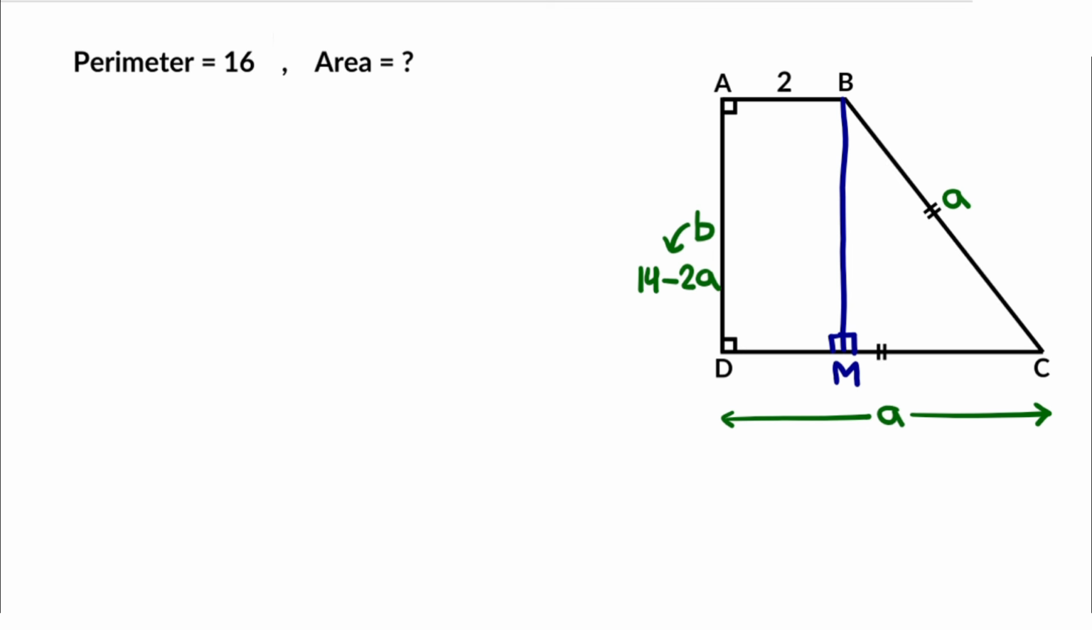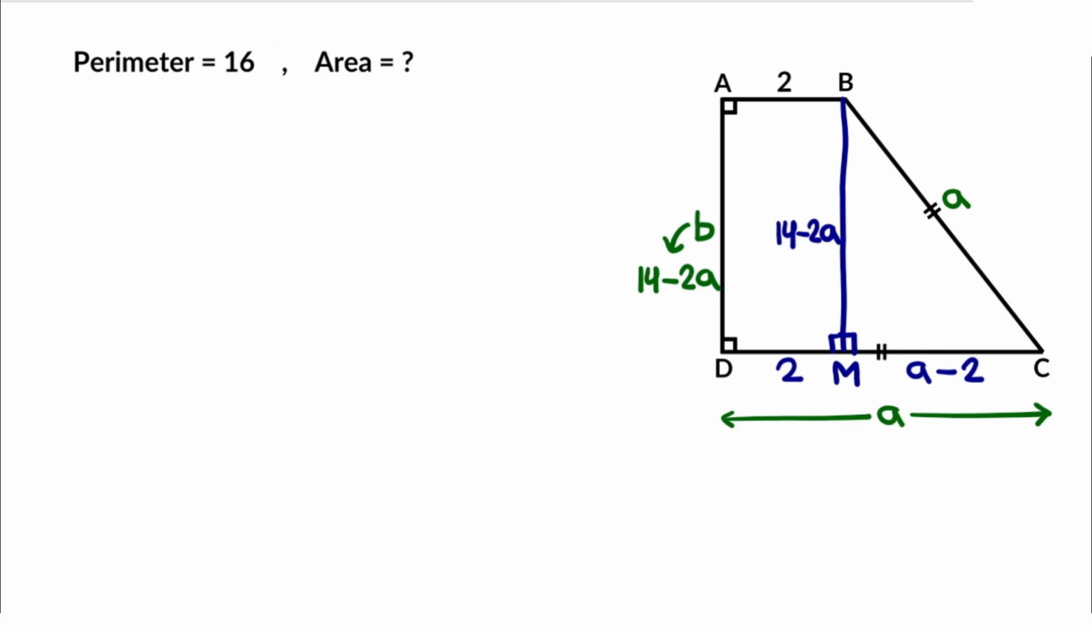Exactly. Since the rectangle's top side is 2 units, its bottom side, DM, is also 2 units. The vertical side, BM, is the same as the trapezoid's height, so BM equals 14 minus 2A. And the entire bottom base, DC, is A. Since DM is 2, the remaining piece, MC, must be A minus 2. Now look at right triangle BMC. Its horizontal leg is A minus 2, its vertical leg is 14 minus 2A, and its hypotenuse is A.